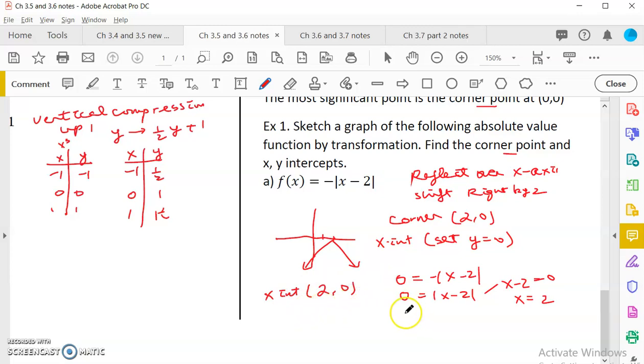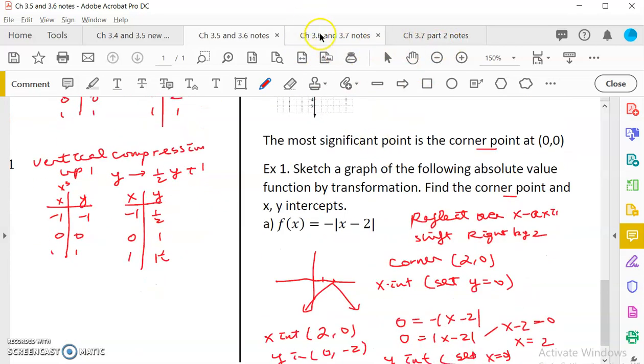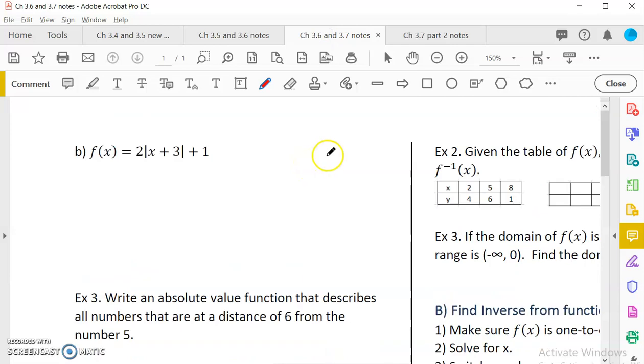What about the y-intercept? The y-intercept is when you set x equal to 0. So if you set x equal to 0, that would be y equals negative absolute value of 0 minus 2, so that is negative 2. So the y-intercept is (0, negative 2). The y is negative 2, so right here. So those are the features of the absolute value function.